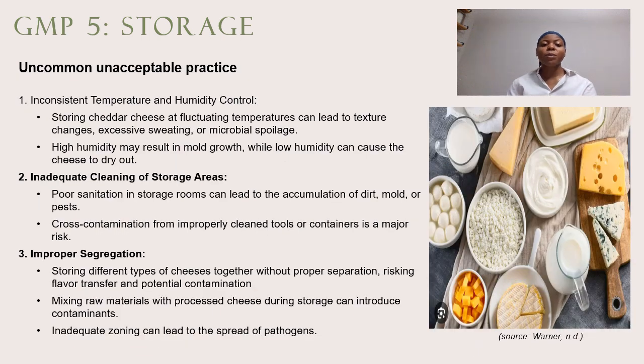There are several unacceptable practices done during the storage of cheddar cheese, and one of them is inconsistent temperature and humidity control. It is essential to control the temperature and relative humidity of cheddar cheese during storage because fluctuation of the temperature and humidity could lead to reduction in quality of the cheddar cheese or affect the texture of the final product.